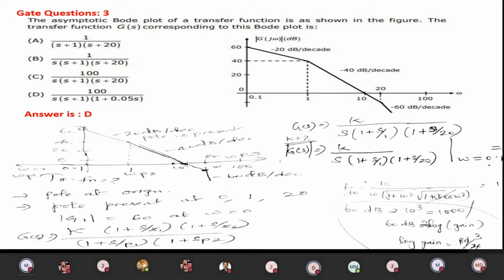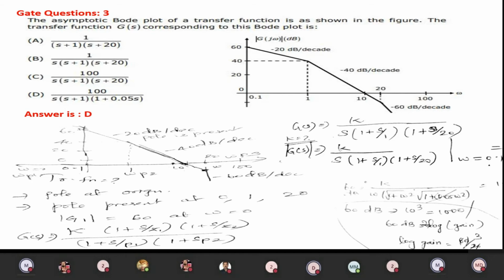So here you can see that in order to determine the k value, we have to take the G of s equation. Okay, so here k divided by s into 1 plus s divided by 1 and 1 plus s divided by 20. So take that magnitude and equate it to 60 dB. Why? Because here, in order to determine the k value, the slope crosses the y-axis at 60 dB.